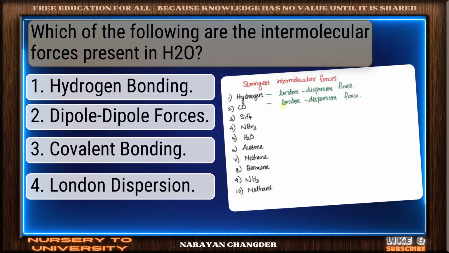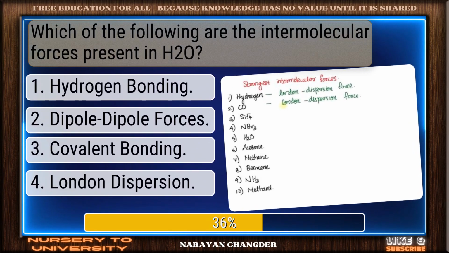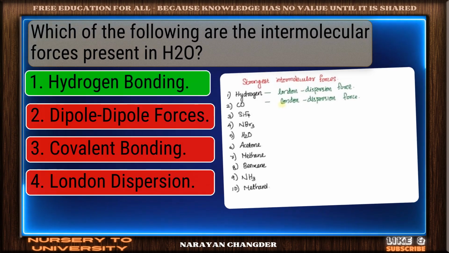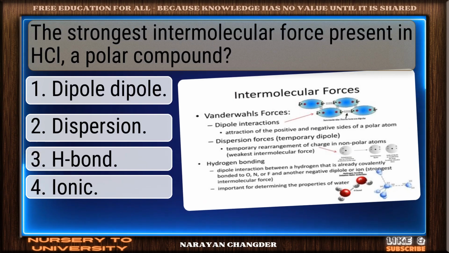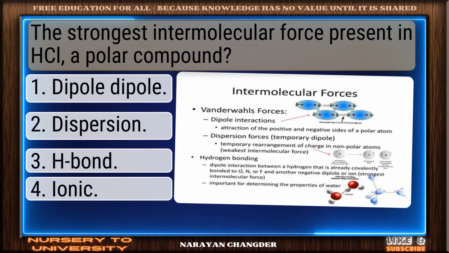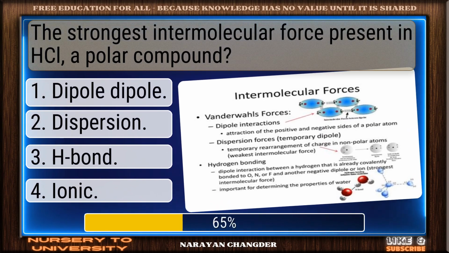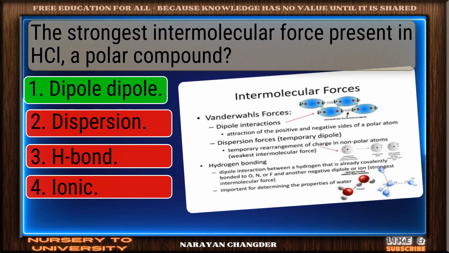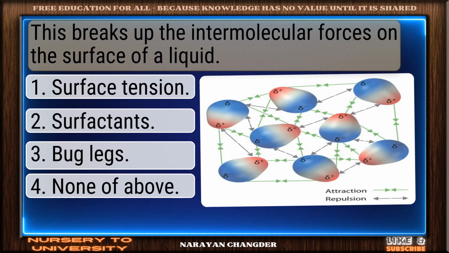Which of the following are the intermolecular forces present in H2O? Valid point. Hydrogen bonding is true. The strongest intermolecular force present in HCl, a polar compound. Great job. Dipole-dipole is the accurate answer.